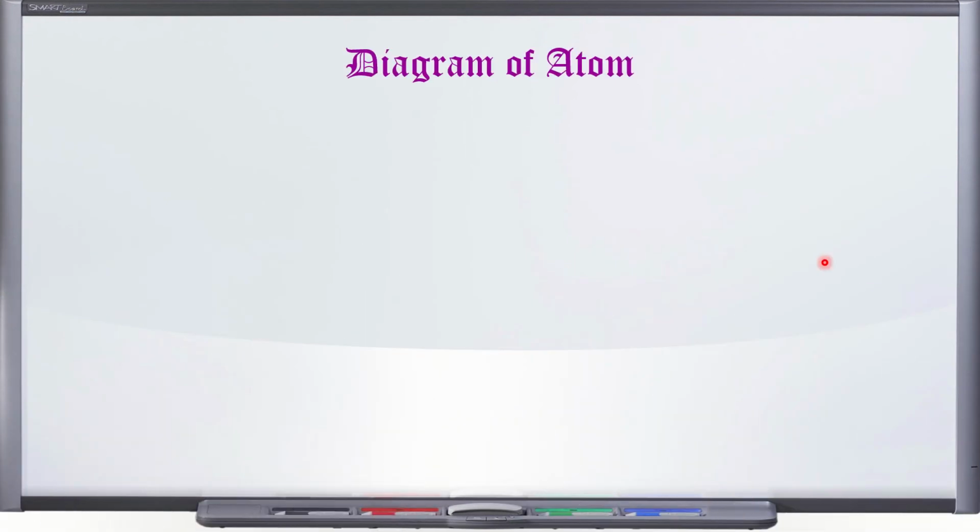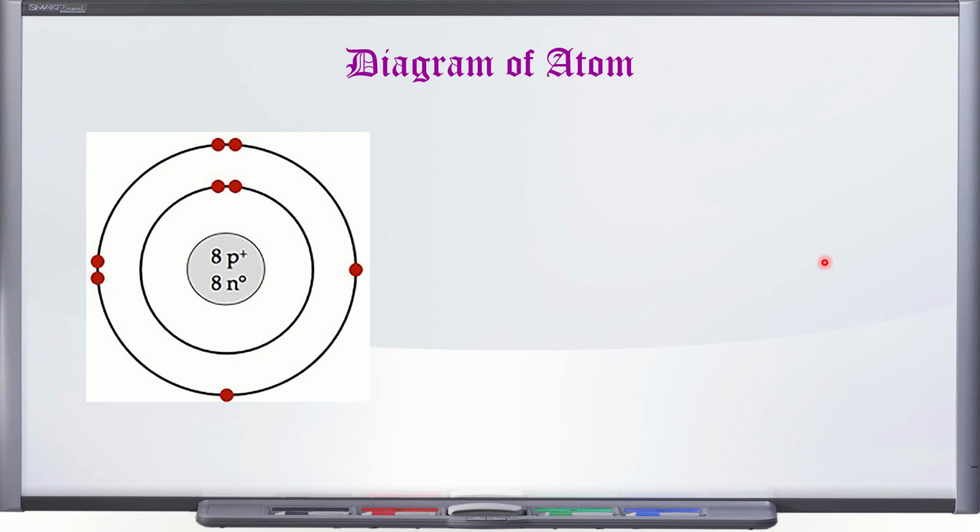And another thing, the diagram of an atom. These two figures show only the distribution of electrons, not the neutrons and protons. But when you draw the diagram of an atom, you have to show protons and neutrons also. That means you show how many protons and how many neutrons are present in the atom, in the center, like this.